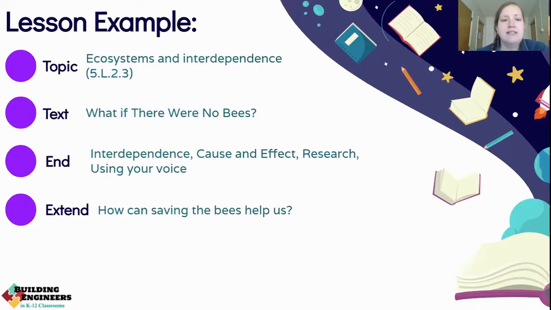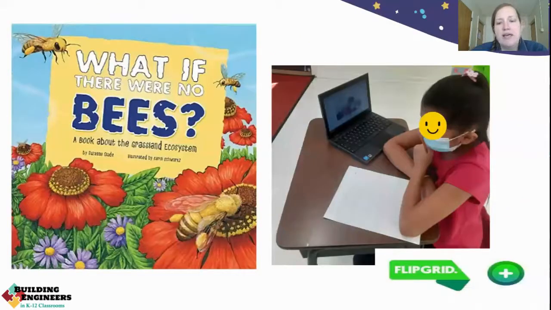For this lesson, the students listened to the book. They made notes of why we should save the bees. We talked about interdependence. We talked about the cause and effect of farmers using pesticides, and if that killed the bees, then how would that affect other things in nature? Then the students did a little research on their own of other things that are causing bees to die, as well as things that we are currently doing to try and save the bee population.